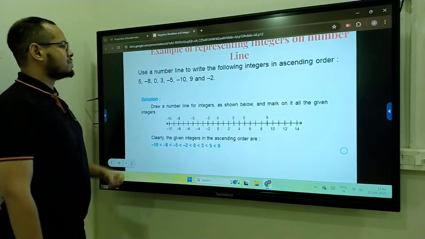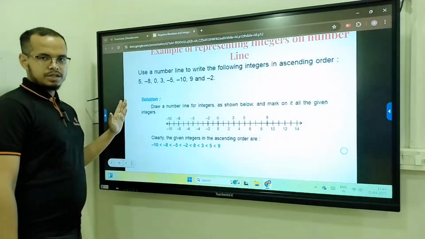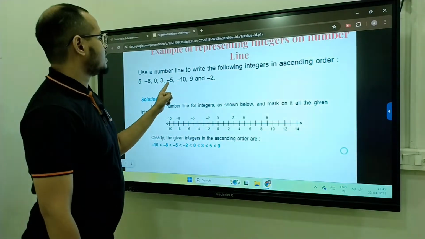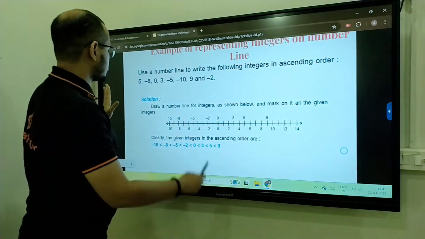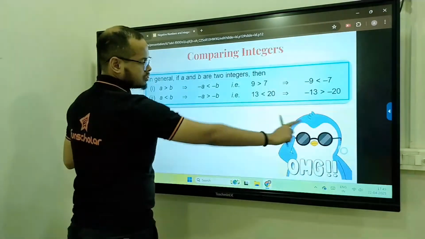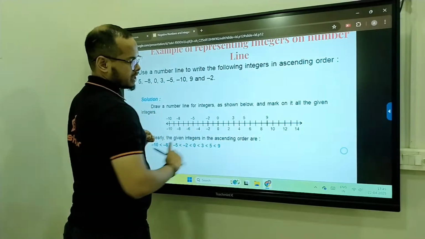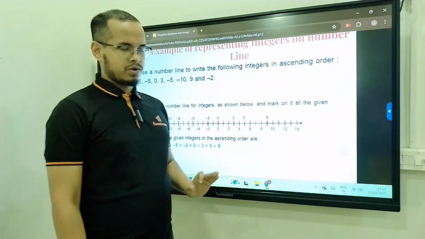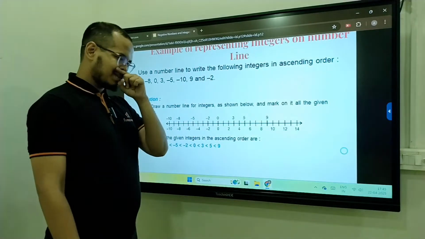Now, using a number line, write the following integers in ascending order. Okay. So what integers do we have? We have 5, -8, 0, 3, -5, -10, 9 and -2. Okay. So we'll make a huge number line here. It starts from -10 and ends at +14. Okay, so the 0 point is absolutely in the middle.